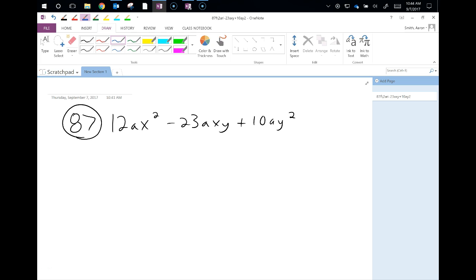Well, the first thing we always look for is a GCF, a greatest common factor, and looking at this, I can actually take an A out of everything. And I'd be left with a 12x squared minus 23xy plus 10y squared. Now looking at this, there's really not anything we can do as far as a perfect square trinomial goes. We've already taken out the A, there's not another GCF.